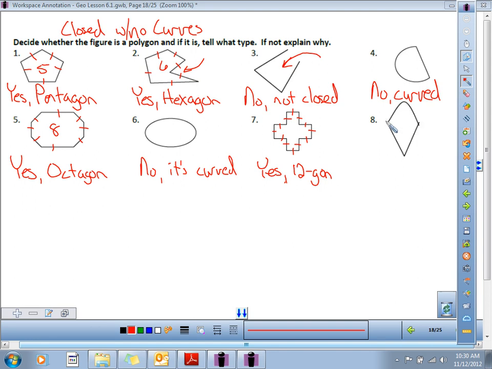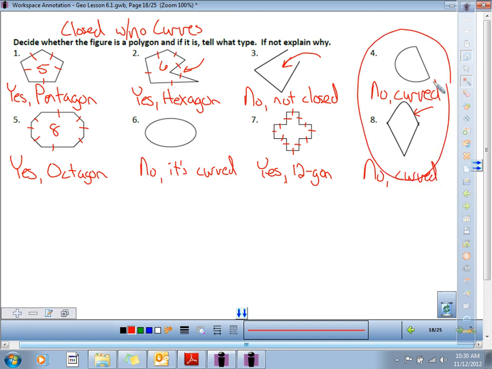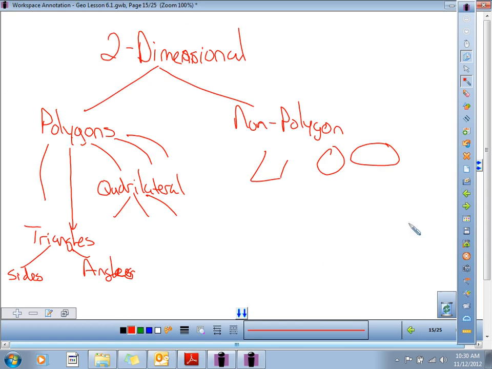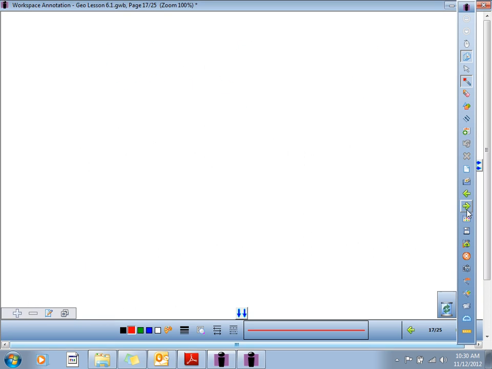Number 8, is this a polygon? Well, it is closed. Okay, but this guy is curved right here, so is it a polygon? Nope. Curved. Okay. So these two guys and this guy over here, when we had our tree that we just drew, these two guys would go over here as non-polygons. Okay. And then, we could probably split those up into more specific kinds, but we're not going to because that's not part of our class.